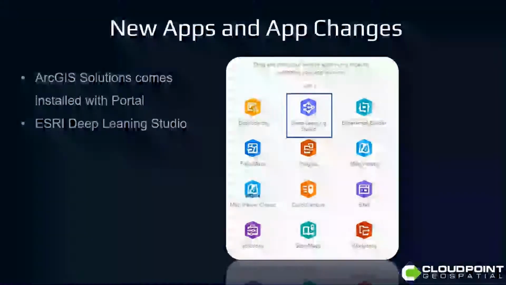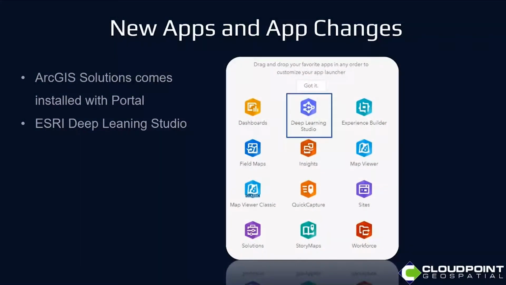So at 11, Esri also added the Deep Learning Studio, which allows users to extract information from imagery and share it with their organization. This app is part of the image server, allows you to capture training data, train a model, and then run inferencing.